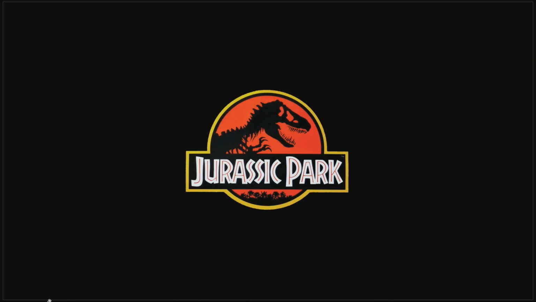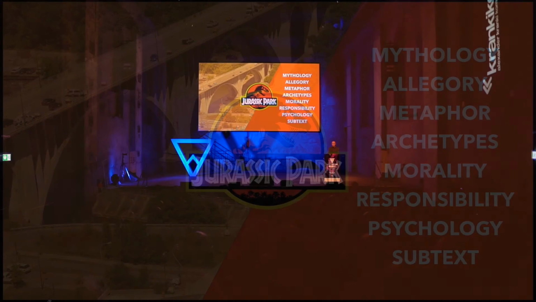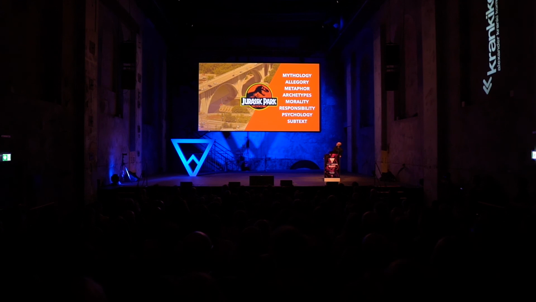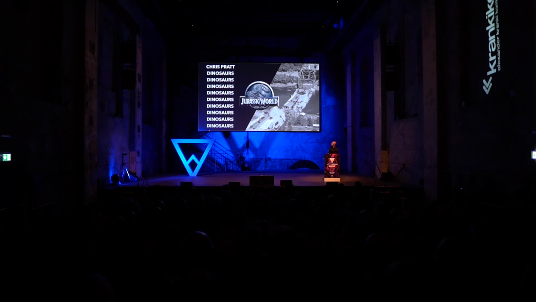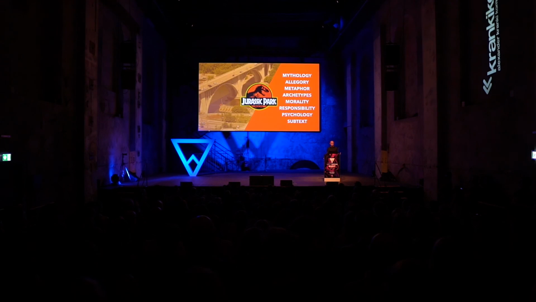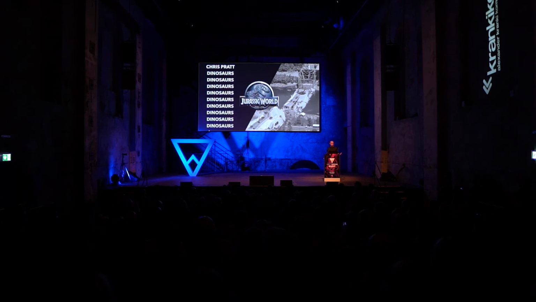So, Jurassic Park. I love Jurassic Park because it contains the hidden architecture of mythology, allegory, metaphor, archetypes, morality, responsibility, psychology, and subtext. And I don't like Jurassic World because it contains Chris Pratt and dinosaurs, dinosaurs, dinosaurs. I would love to see the world tell more of this and less of this, which is why I talked about this today.